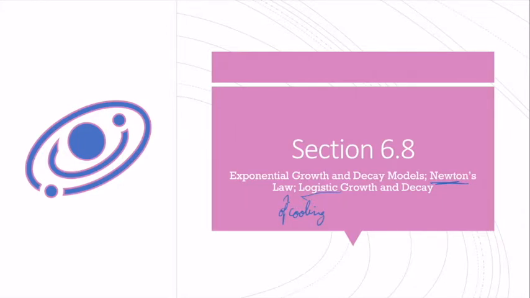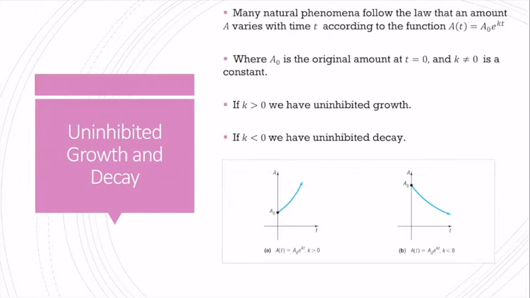So let's talk about uninhibited growth and decay. Many natural phenomena follow the law that an amount A varies with time according to the function A of t equals A naught e to the kt, where A naught is the original amount, k is a constant, and t stands for time. A naught is the original amount when time is 0.